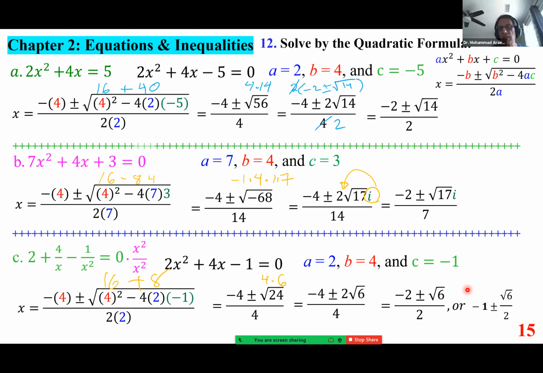However, in some instances, there are people who want to write it this way. Please understand, when you want to write it this way, this 2 doesn't cancel out this 2. That's not how it works. -2/2 becomes -1, and this remains as plus minus square root of 6 over 2. So we don't want to mix them up.